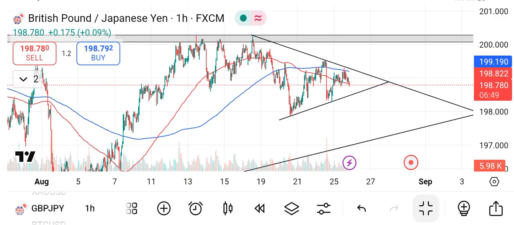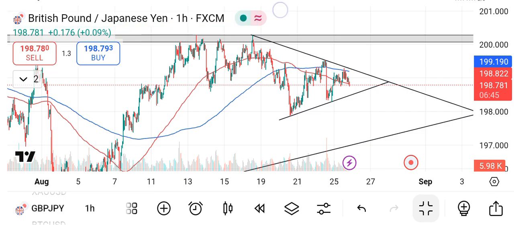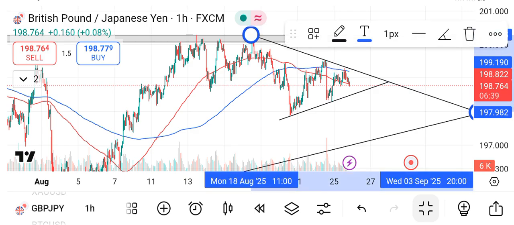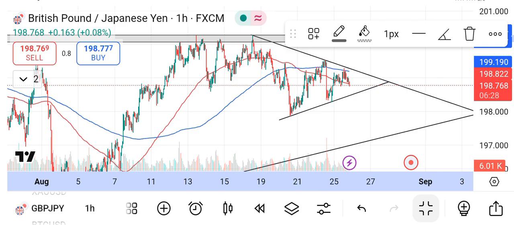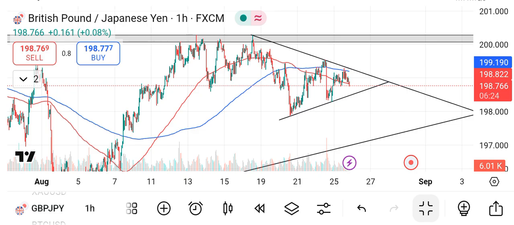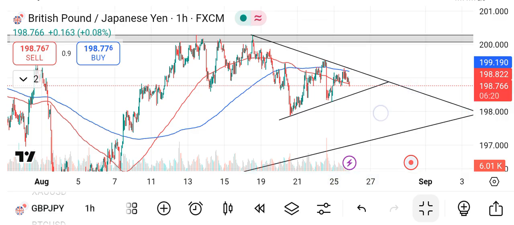What we have here, this trend line, is the descending trend line from the resistance, the highest point which the price got to. It's also a resistance, but it is trending downward from the horizontal resistance. This is the horizontal resistance which price got to as the highest point, and then this is the descending trend line resistance.